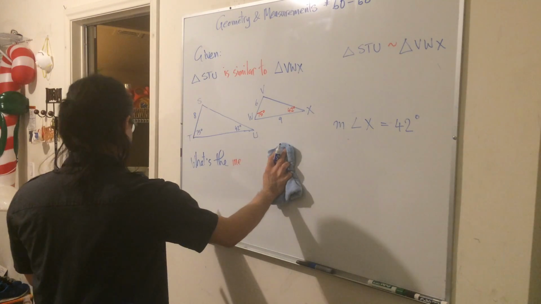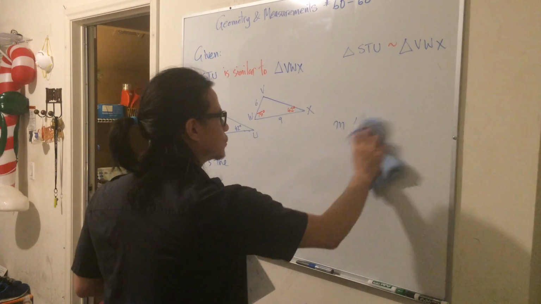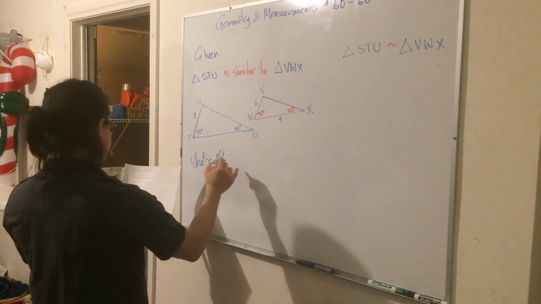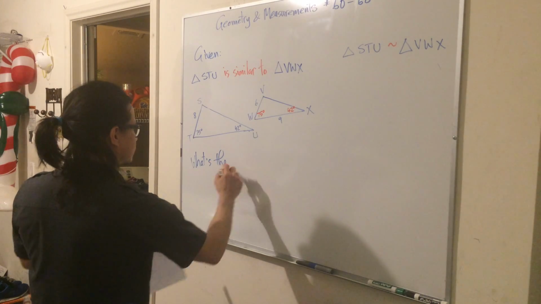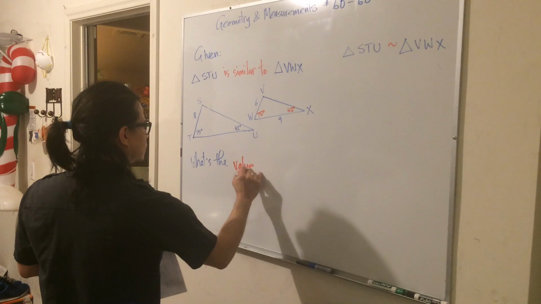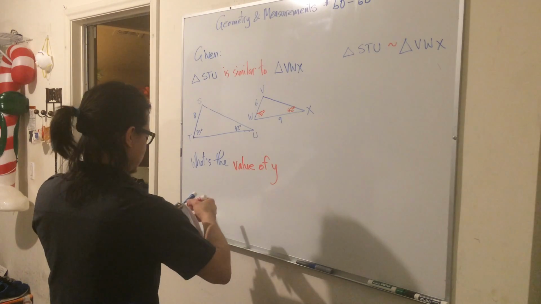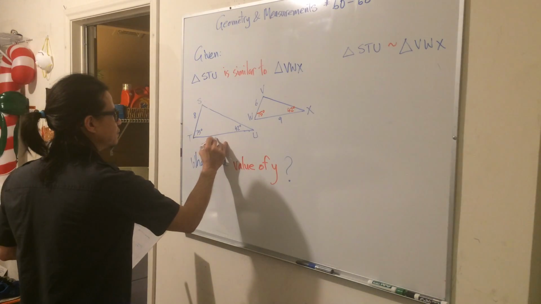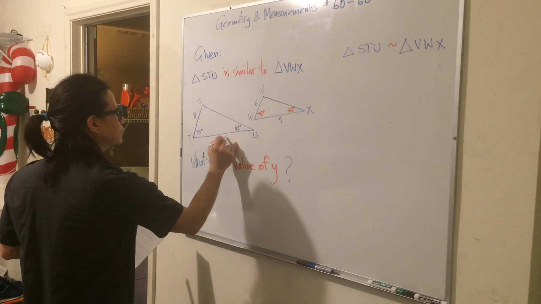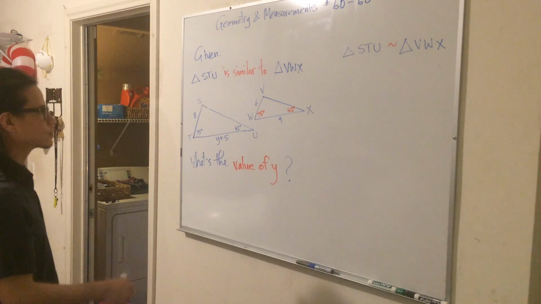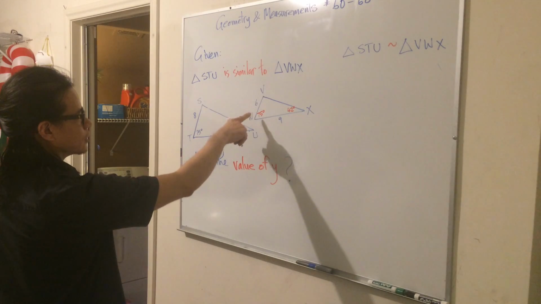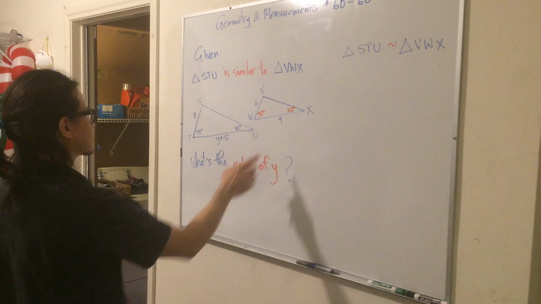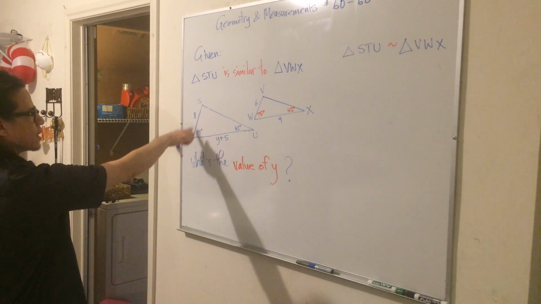Now, here's a little twist to this question. You might be asked, what's the value of y? So let's put y in over here. Let's say this side is y plus 5. What is the y there? Knowing that the triangle that's similar to it has a side of 6 and 9 here. And this side is 8.